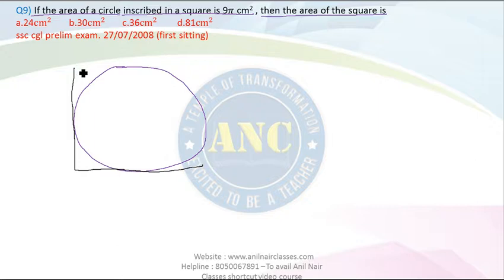Okay, let me draw it, sir. Let us read statement by statement, analyze, and then solve it. Let us not be in a hurry. Now the area of the circle inscribed in a square is 9 pi centimeter square. What is the area of the square?